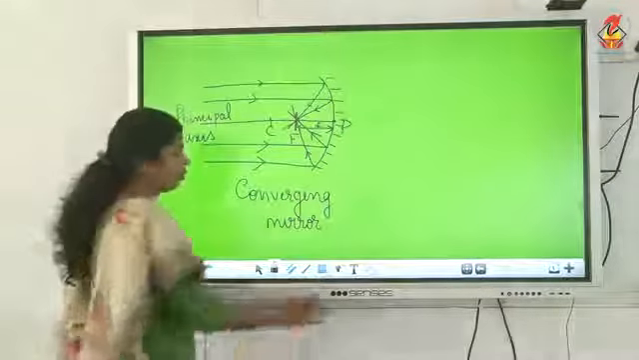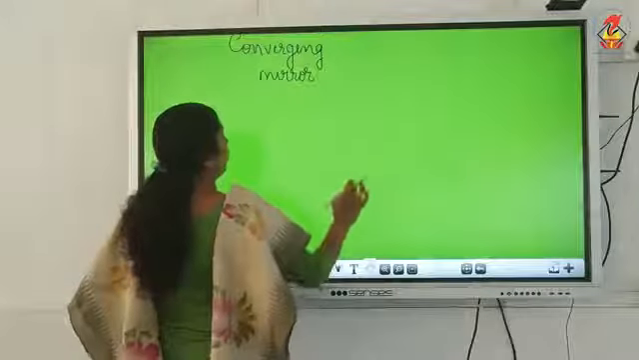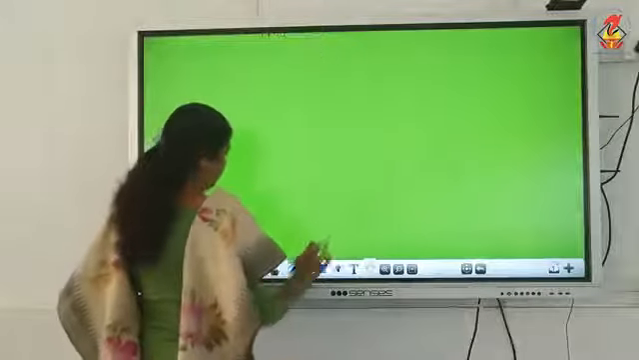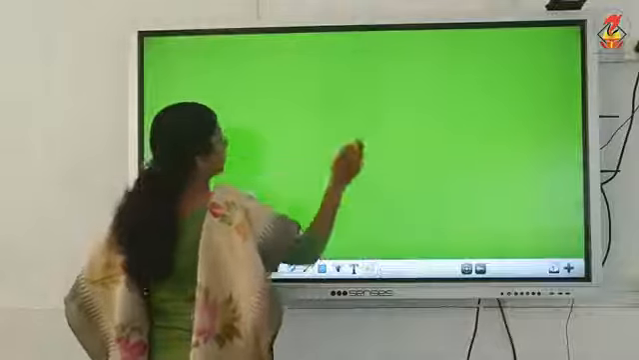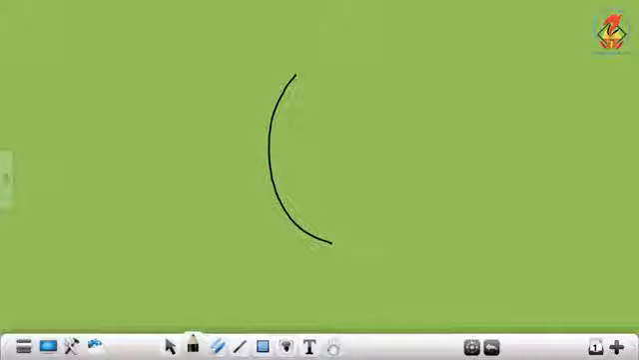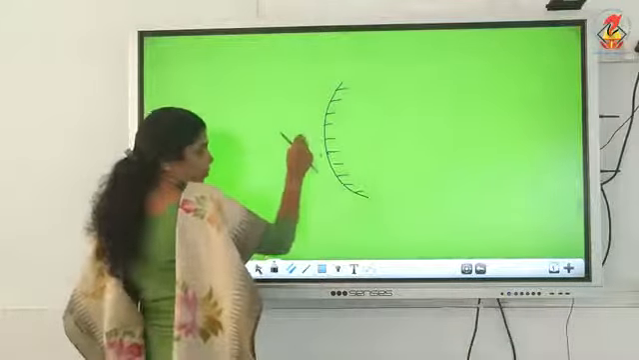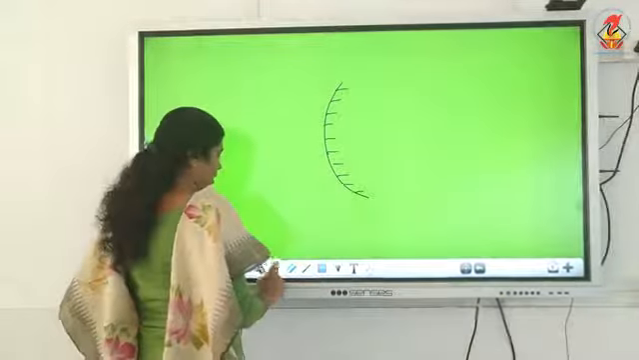Now, I will draw the principal focus of a convex mirror. In a convex mirror, the reflecting surface is curved outwards. So, this portion will not reflect the light, only this portion will reflect the light.